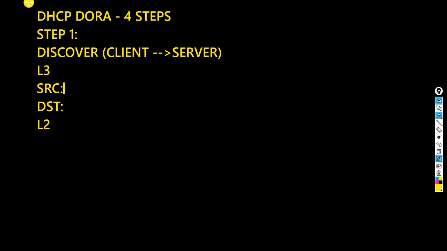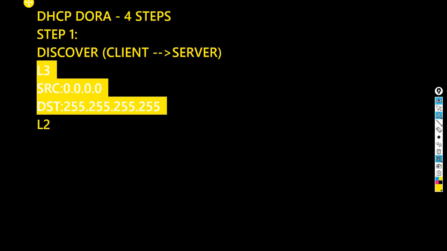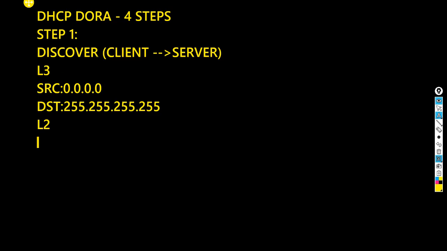So basically it is broadcasting. It is sending to every other device in that network. The source will be this because the client laptop doesn't have an IP address. Whom is it sending to? It doesn't know. It's broadcasting. So for a broadcast, I would like to write in this format: all broadcast. Now let's talk about L2, the frames. So this was the L3 packet, and now we are talking about L2 frames.